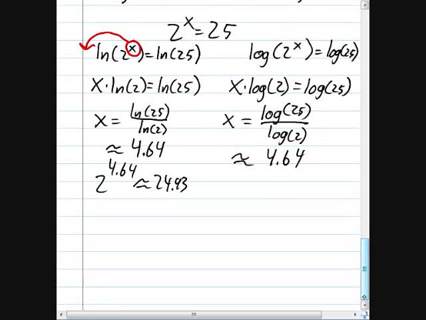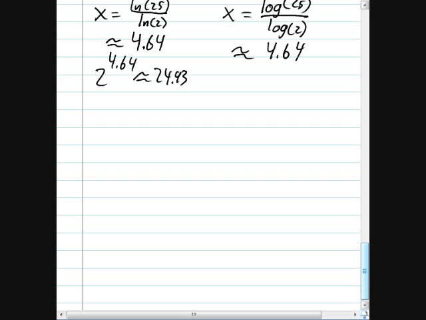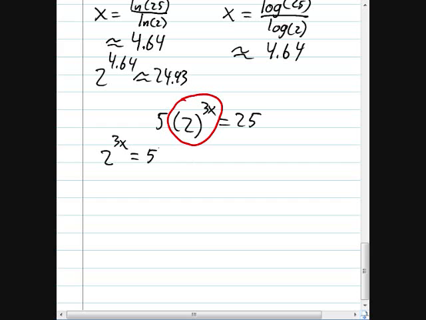Let's look at a more complicated example. Suppose I have 5 times 2 raised to the 3x equals 25. And I would like to solve this for x. So the first thing I want to do is isolate that exponential equation. This is the exponential equation, so I'd like to isolate that. So my first step is to divide both sides by 5. And I've got 2 raised to the 3x equals 5, because 25 divided by 5 is 5.